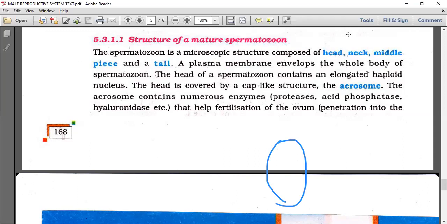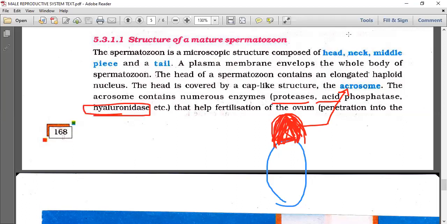here it is a cup-like structure covered by a cap, the acrosome. It is believed to be a modified Golgi complex. You may get this question from cell biology: the acrosome of the sperm is a modified Golgi complex. You need to understand that. The acrosome contains numerous enzymes like proteases, acid phosphatases, hyaluronidase.